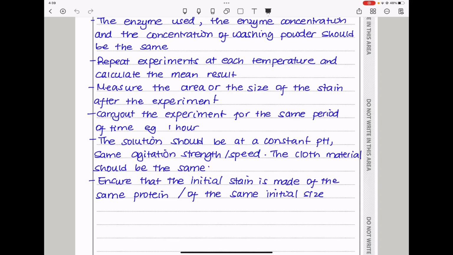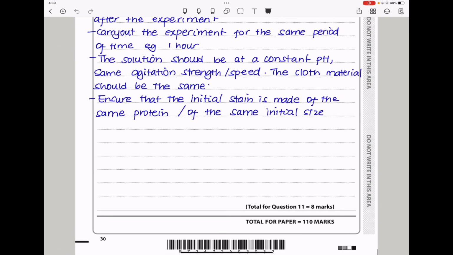It should be at the same agitation strength. I talked about pH because this is an enzyme-controlled reaction, so the pH has to be constant. The agitation strength as well as speed has to be the same because stain removal also requires that agitation. Then the cloth material should be the same. Then ensure that the initial stain is made of the same protein composition and of the same initial size. So this brings us to the end of question 11 as well as to the end of this paper.